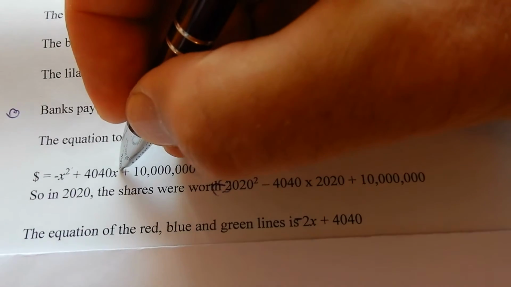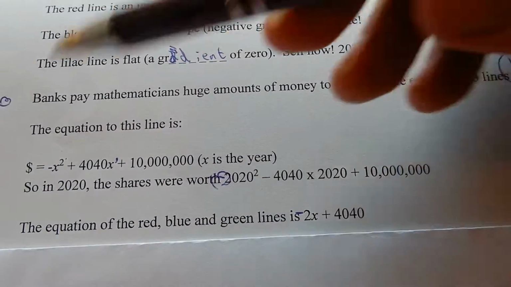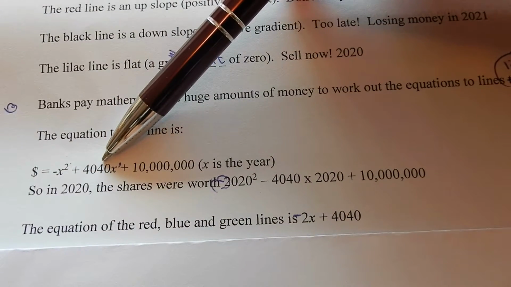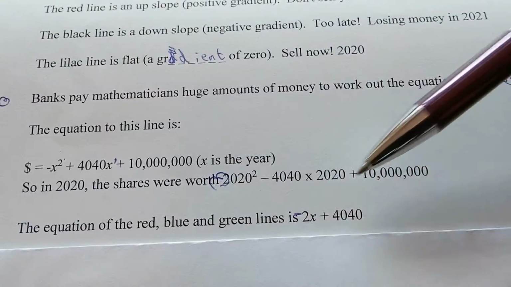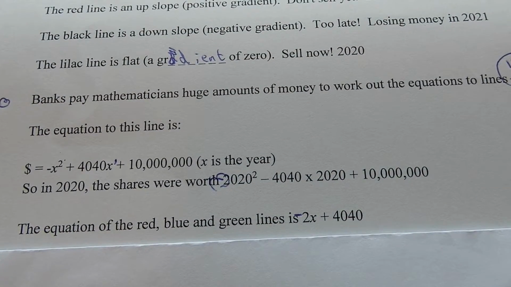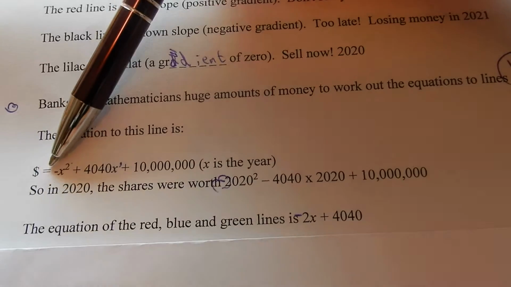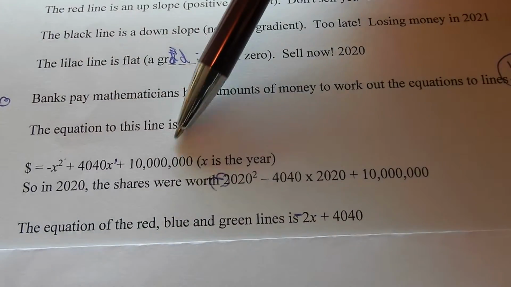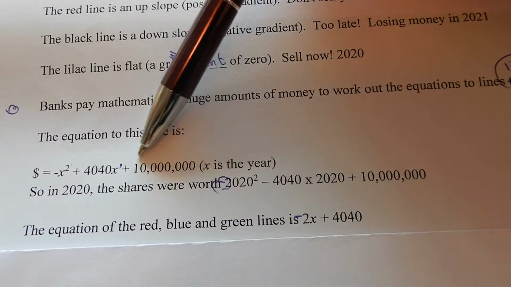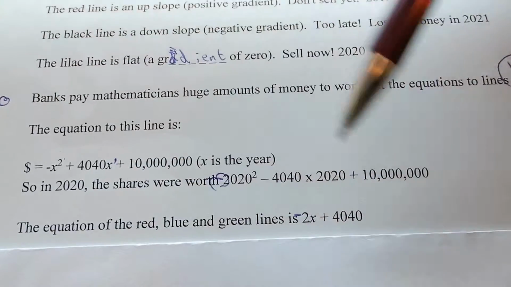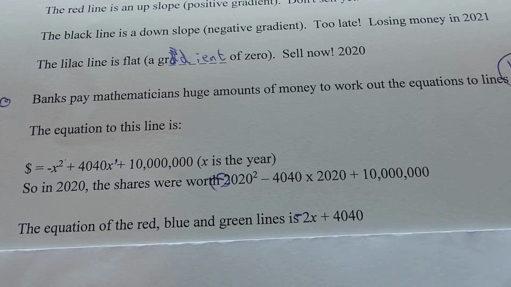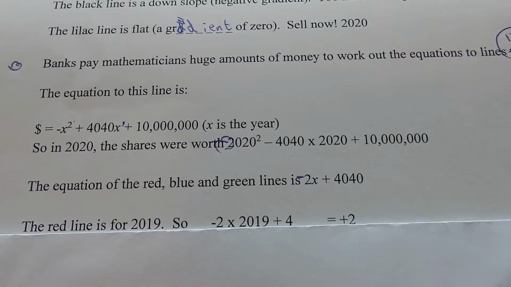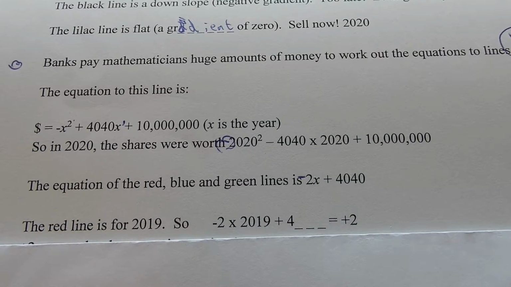Power in this case is 1. 1 times 4040 is 4040. Differentiate this part of the equation to get this part here. The number, which is called a constant, just disappears when you do differentiation. It doesn't help telling you when you've got maximum minimum.